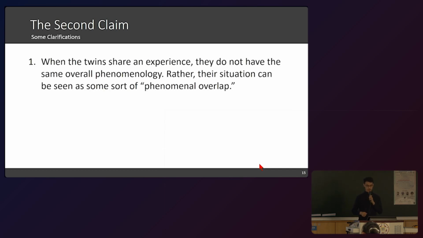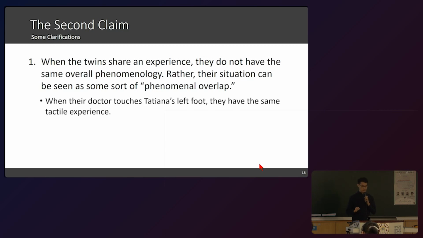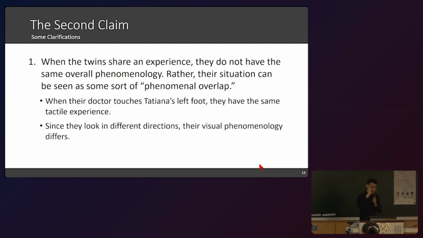First, when the twins share an experience, they don't have the same overall phenomenology. Rather, the situation could be seen as some sort of phenomenal overlap. So take the case of touch. When their doctor touches Tatiana's left foot, they have the same tactile experience, but since they look in different directions, their visual phenomenology differs. As a result, their overall phenomenology also differs.